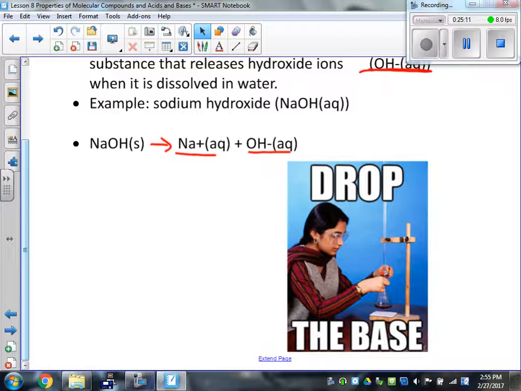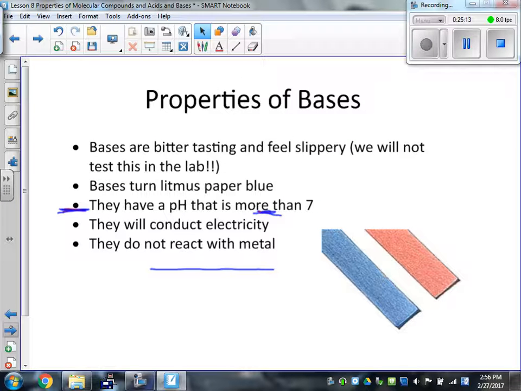Okay. So hydroxide is what you're interested in there. Properties of bases. Bases are bitter. Who's drank bases before? Probably not much. And they feel slippery. We will also not test this in lab. This is the difference between an acid and a base right here.